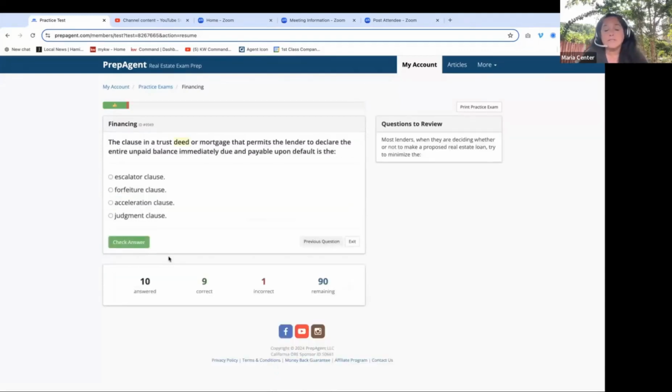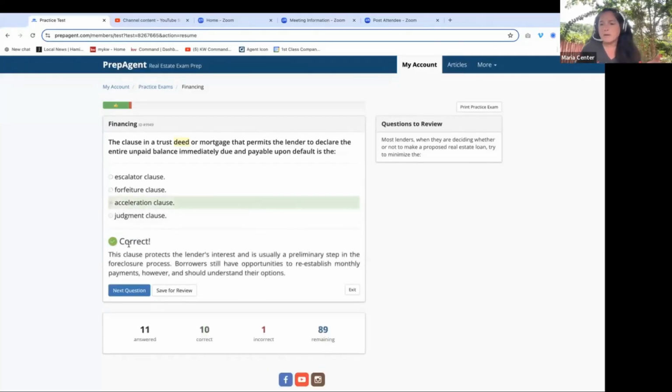The clause in a trust deed or mortgage that permits the lender to declare the entire unpaid balance immediately due and payable upon default is what? Is it the escalator clause, the forfeiture clause, the acceleration clause, or the judgment clause? When they're saying, hey, we know you have 20 years left on this loan, but we want you to pay it right this second. We're calling it due now because you did something, you broke our rule, right? And that would be the acceleration clause.